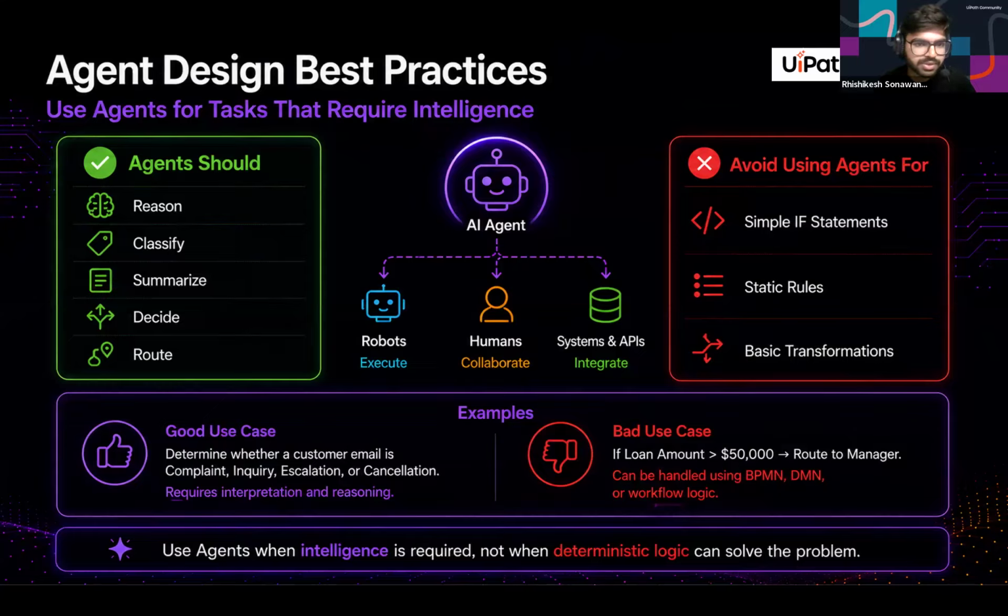We have a few examples. If we need understanding, if we need to classify emails, summarize documents, or even make recommendations, in those cases we'll go ahead with agents. Otherwise, for tasks where we can use rules, which can be written as an if statement or static rules, or even in Maestro with a decision table or business rule, we use those instead of an agent. Because adding an agent to this scenario will just add cost and complexity, nothing else.